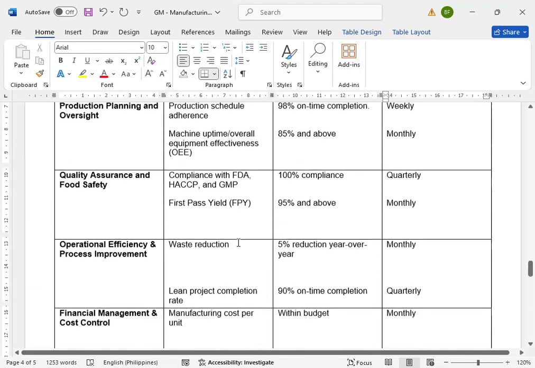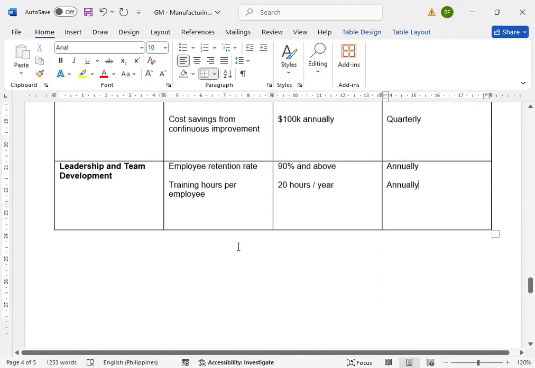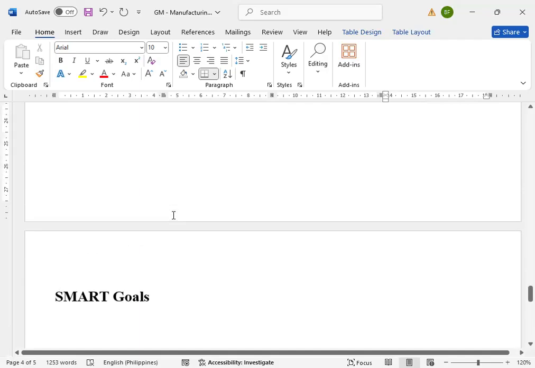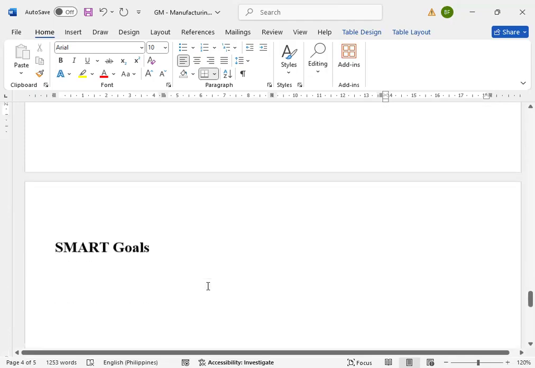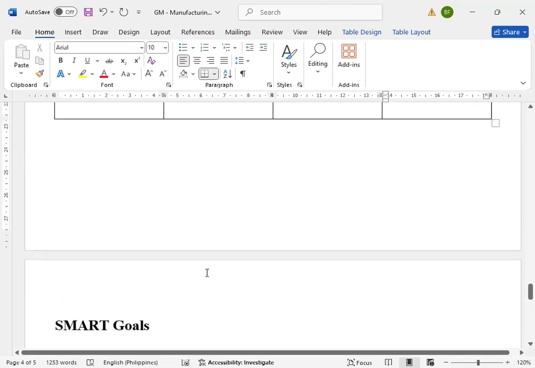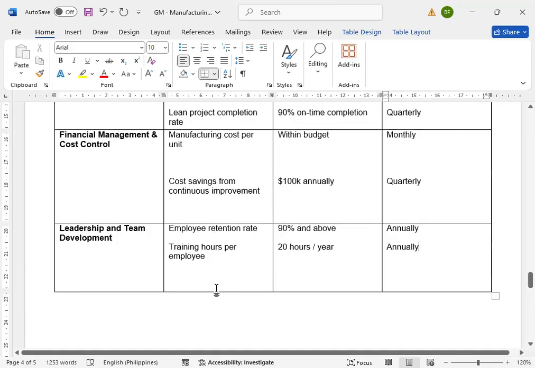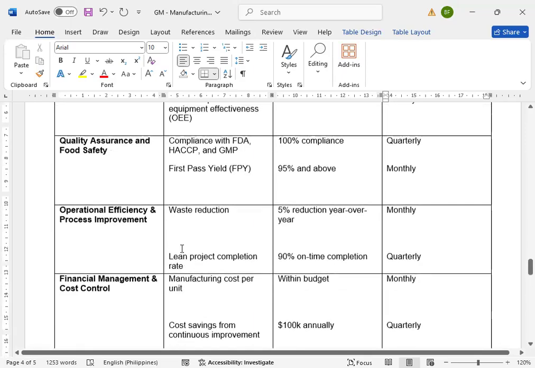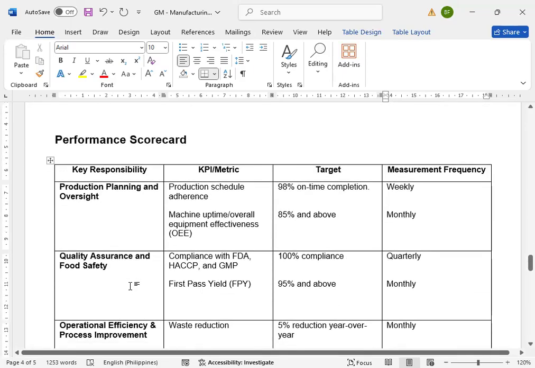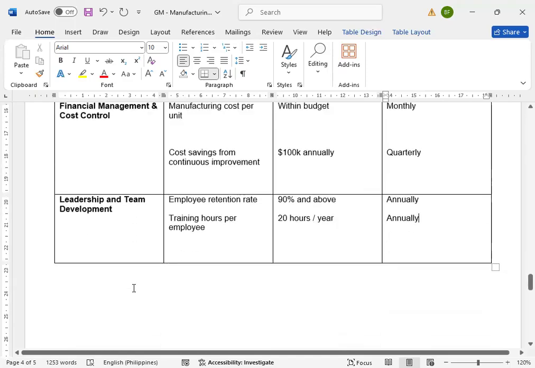So I think this is it for now for today. Okay. What else are we going to do? I'm going to be doing the SMART goals, and we stop here with the general manager manufacturing performance scorecard. Next time around, I'll be doing the SMART goals for you, and we'll be doing it in the third part of this video. This is the second part. The first part was the writing of the general manager manufacturing job description. The second part was this, the performance scorecard. And the third part of the session is the SMART goals.